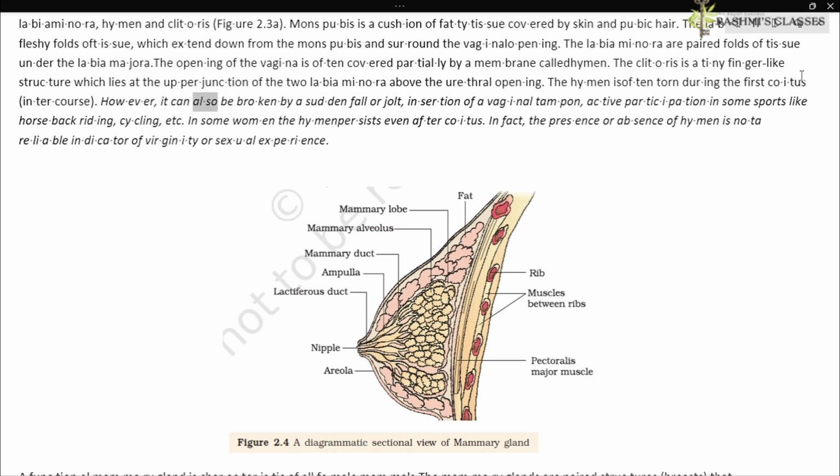However, it can also be broken by a sudden fall or jolt, insertion of a vaginal tampon, active participation in some sports like horseback riding, cycling, etc. In some women the hymen persists even after coitus. In fact, the presence or absence of hymen is not a reliable indicator of virginity or sexual experience.